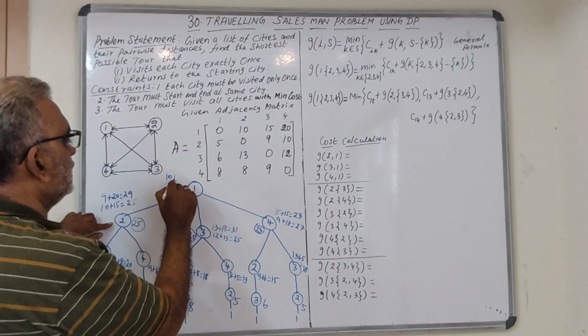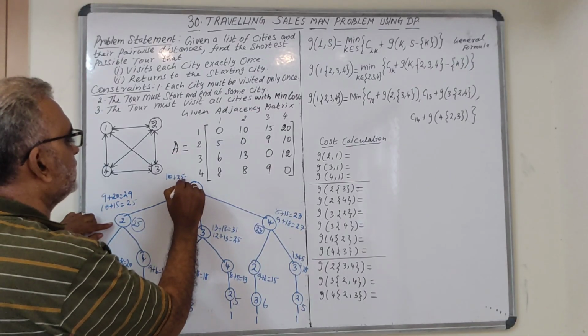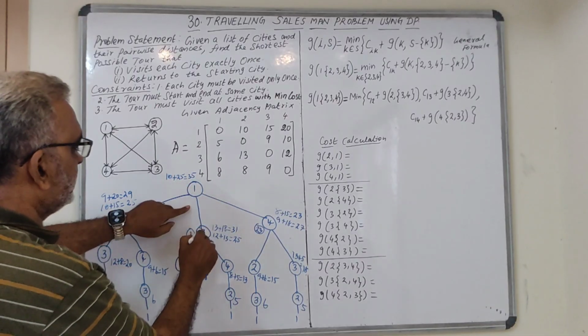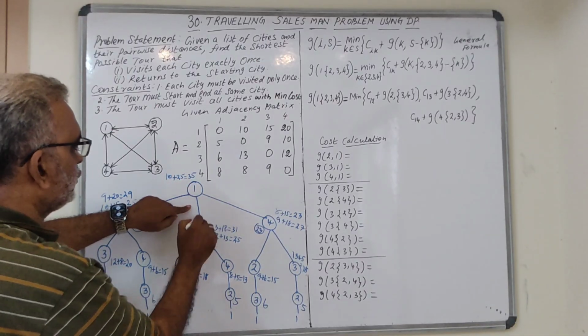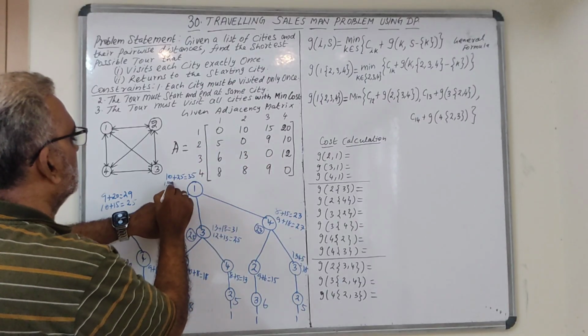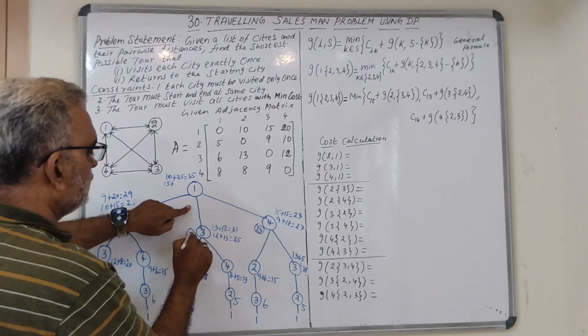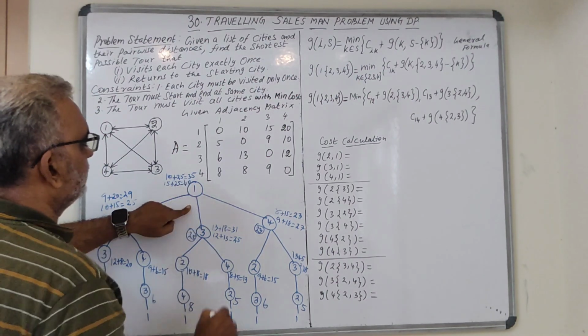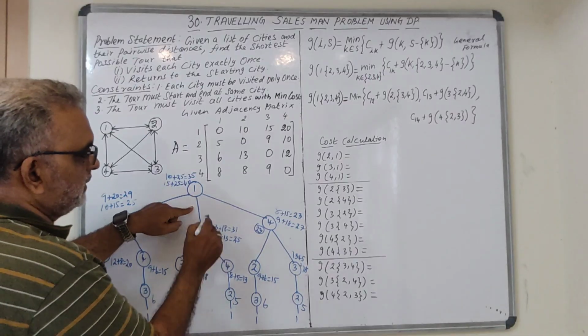We have to add this value, that is 25, so that is 35. The second city, that is the third city, that is 1 to 3, it is 15. The minimum cost value is 25, so it is 40. The total cost is 40.